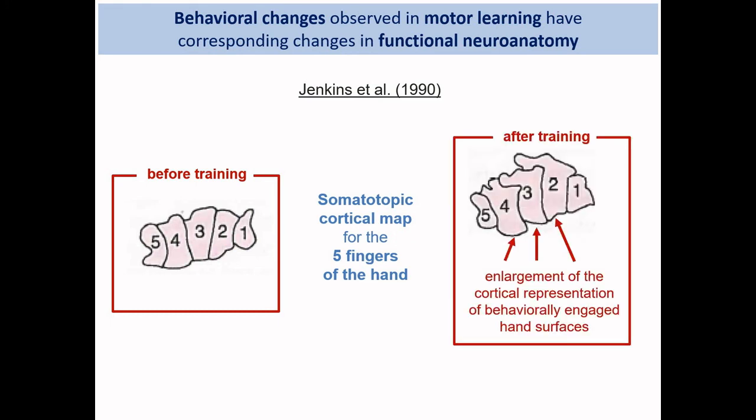Here we see the somatotopic cortical map after training. You'll notice that areas 1 and 5 are approximately the same size both before and after training. In contrast, areas 2, 3, and 4 have enlarged substantially. What we're seeing here is an enlargement of the cortical representation of those areas of the hand that are most frequently behaviorally engaged.